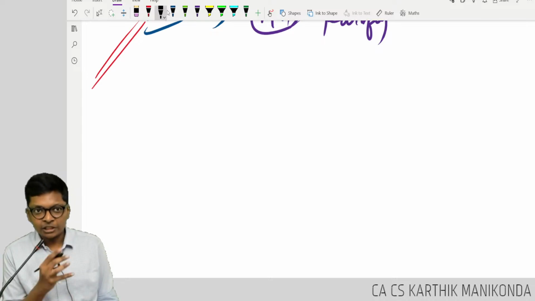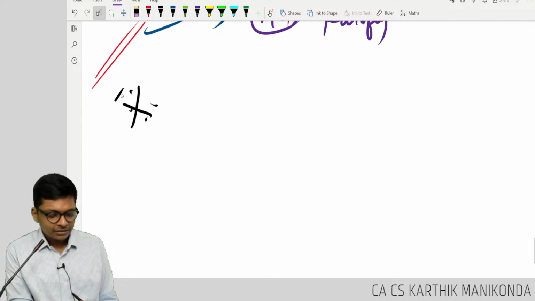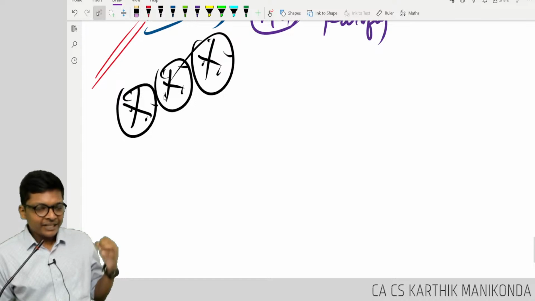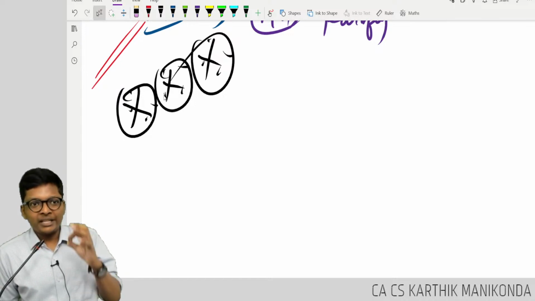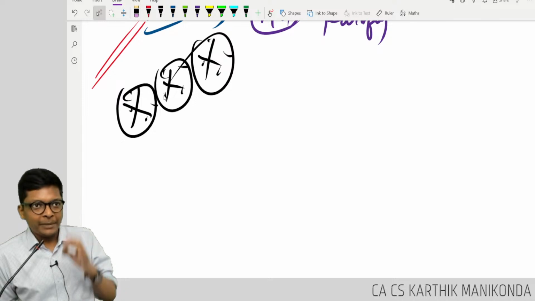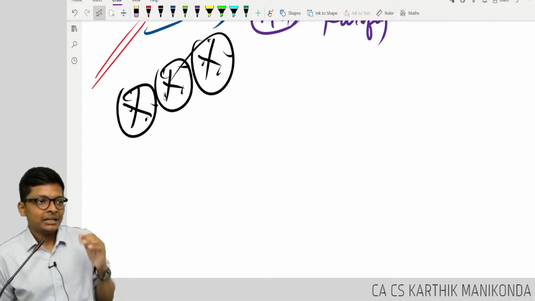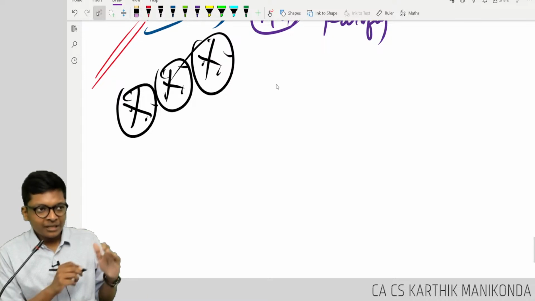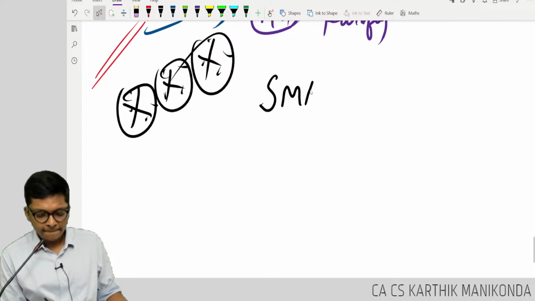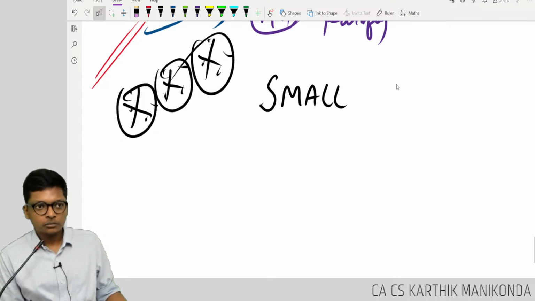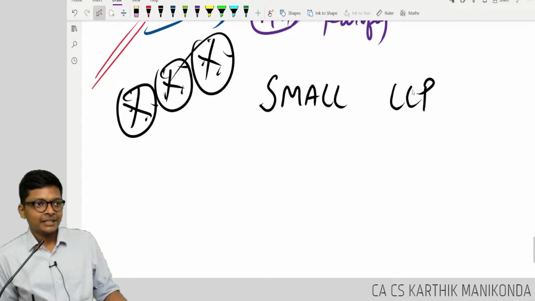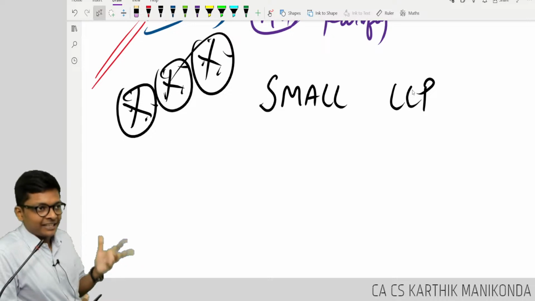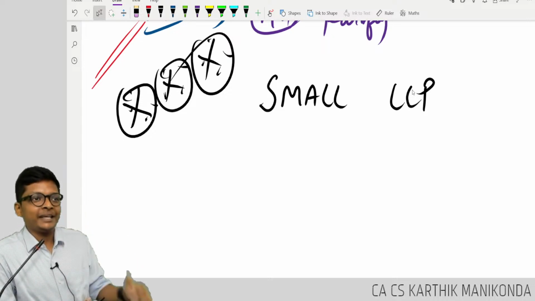Now a small distraction into a main section. Mark this as 3 times important. This will be tested in 2024 CA Inter exam, either May, or if May is missed, November. That I can guarantee. One of these 2 attempts it will come. Small distraction, different section: small LLP. We had small company in Companies Act in Foundation Studies, section 2 subsection 85. Like that, you have small LLP.